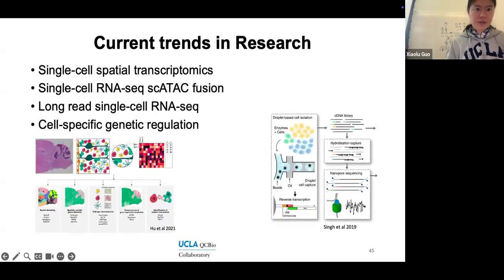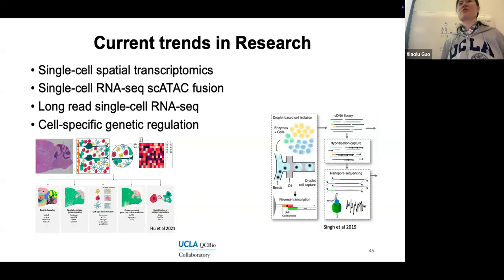Another is the current trends in RNA sequencing analysis research. First, single cell spatial transcriptomics is very hot now. One thing we mentioned in the beginning of the workshop is that the advantage of single cell RNA sequencing versus bulk is that it can help us identify different cell types, and it can help us identify cellular heterogeneity.